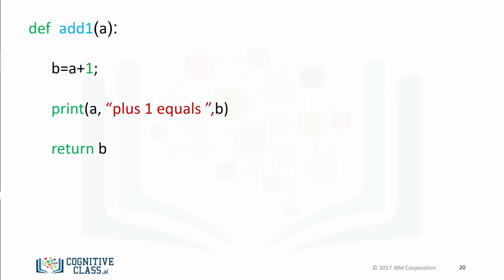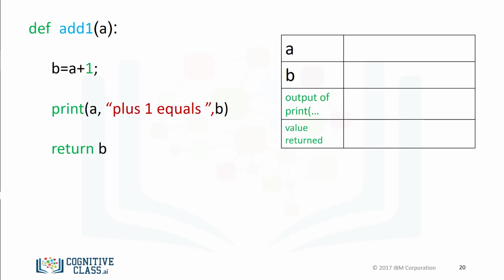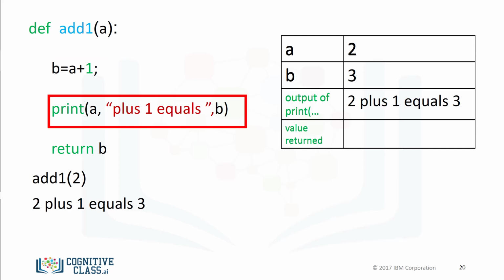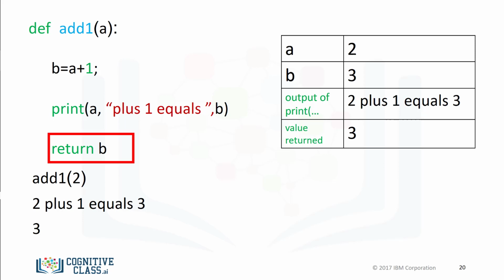Usually functions perform more than one task. This function prints a statement, then returns a value. Let's use this table to represent the different values as the function is called. We call the function with an input of 2. We find the value of b. The function prints the statement with the value of a and b. Finally, the function returns the value of b, in this case 3.